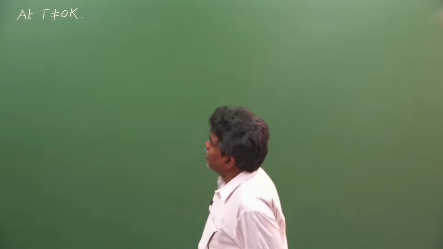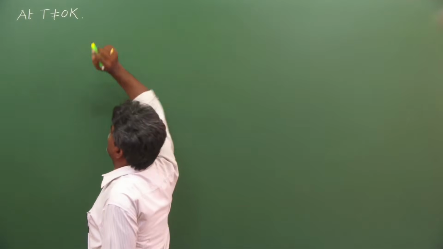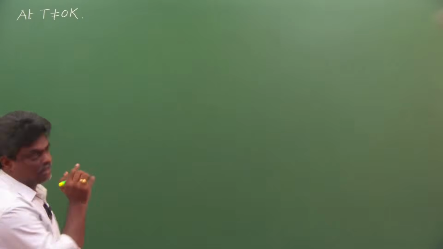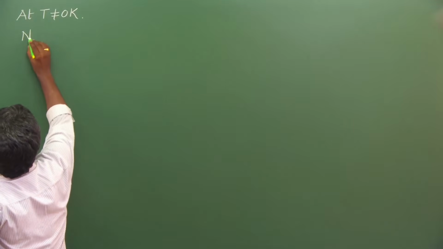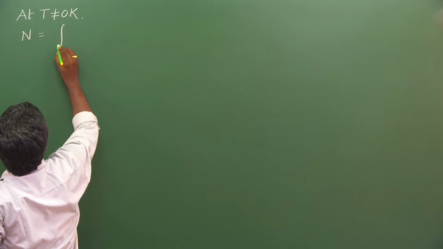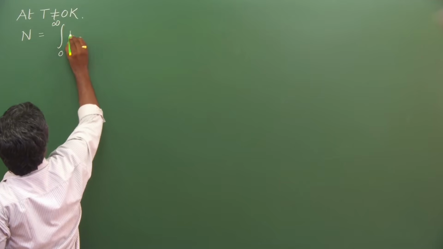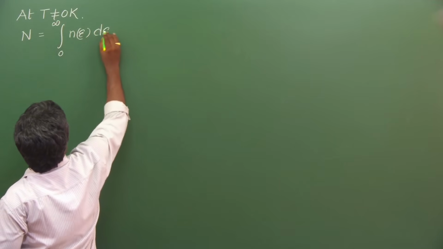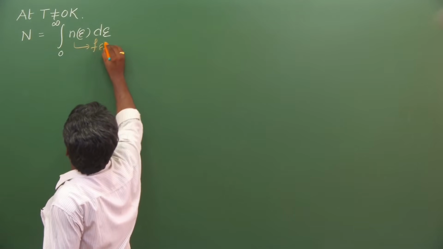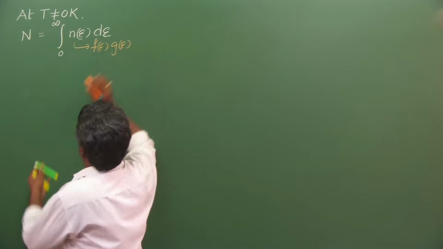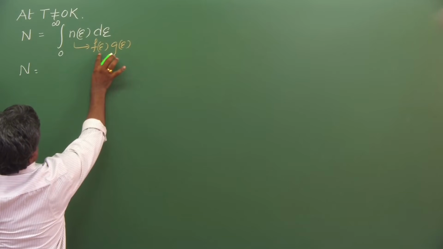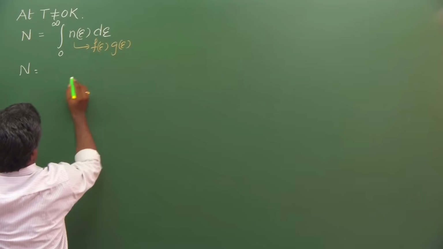Stop. Now at T not equal to 0 Kelvin, we have to find the Fermi energy. If you want to find the Fermi energy, you have to find capital N first. Listen please. A small derivation, but we can't do it completely. N equal to, as in the last class, the integral from 0 to infinity of N(E) dE. N(E) is nothing but F(E) times G(E). I hope everybody knows the distribution function and the density of states.